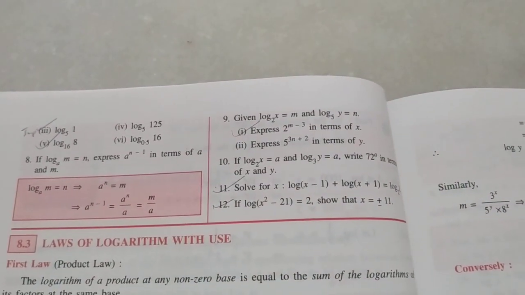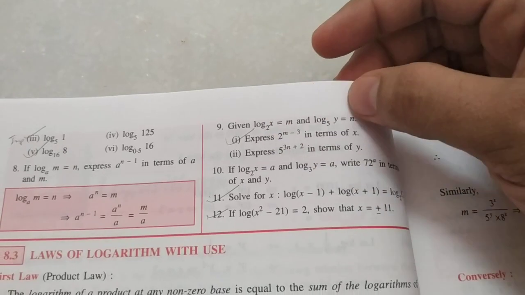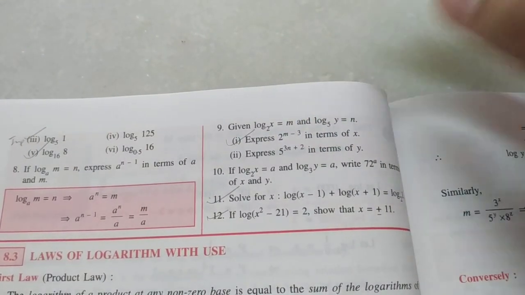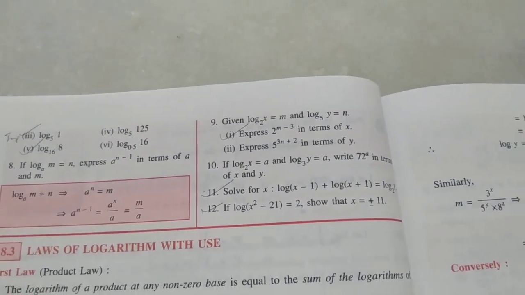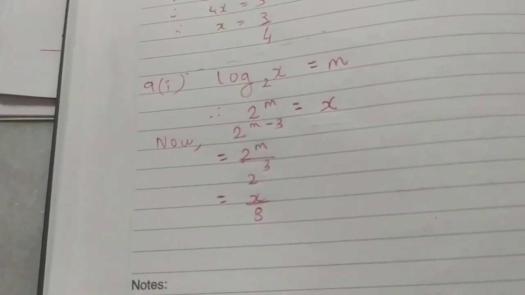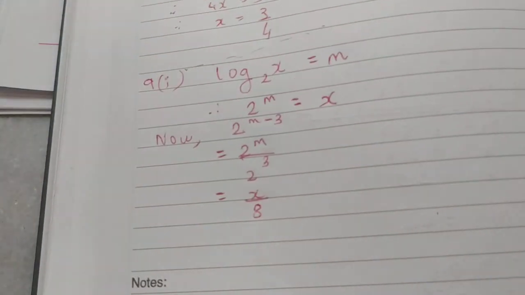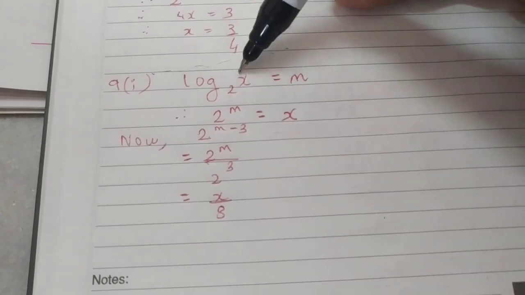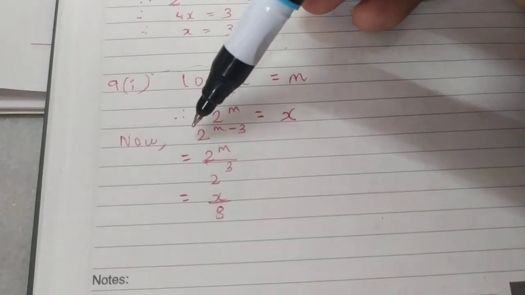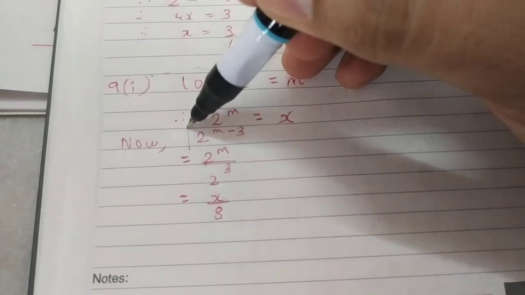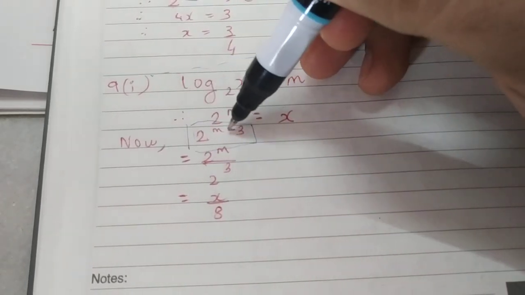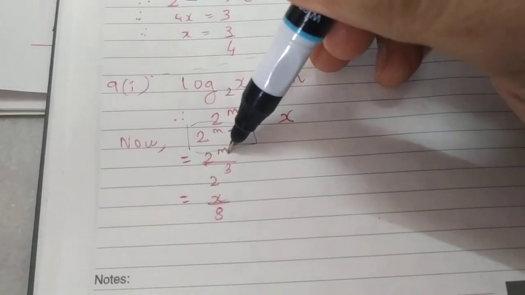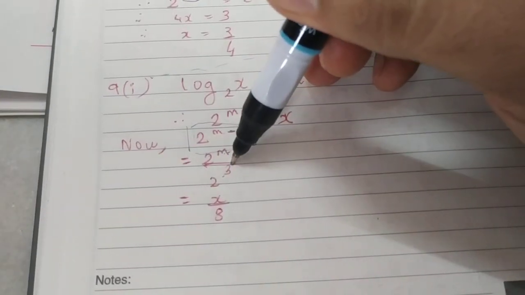Now in 9.1, they have given some logarithmic values and they've asked us to express 2 raised to m minus 3 in terms of x. So first of all, let me use the first logarithmic equation that they have given. So let me write 2 raised to m is equal to x. Now let me copy the question, that is 2 raised to m minus 3. Subtraction of powers means the division with the common bases. And 2 raised to m is x. And 2 cube is 8. So the final answer is x upon 8.